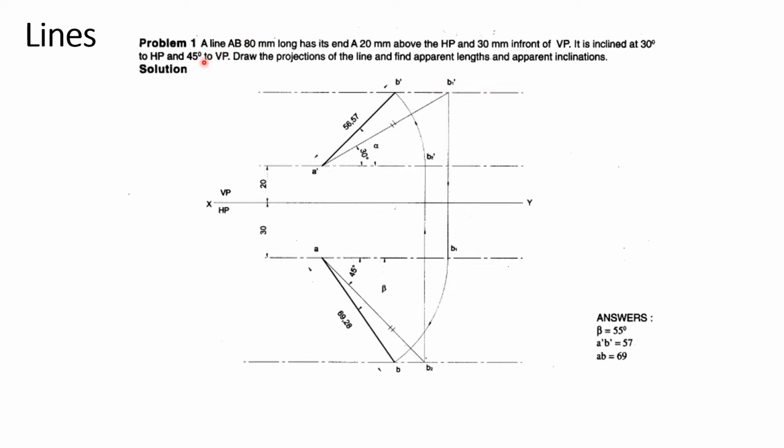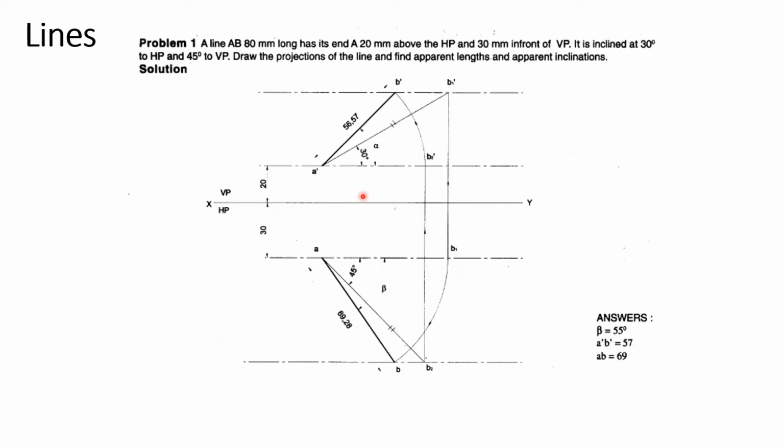So just to have a look here, when we are going to read a problem: a line AB 80 mm long, that is, the line itself is 80 mm long, which means it's a true length, with its end A 20 mm above HP and 30 mm in front of VP. So you can see here the A is located 20 mm above, and in line with the same one the A is located below also. Okay, so it is inclined at 30° to HP and 45° to VP. That is, they have given the line itself is inclined. That means the true inclination they have given, that is theta is equal to 30° and phi is equal to 45°. Okay, now draw the projection and find the apparent length and apparent inclination.